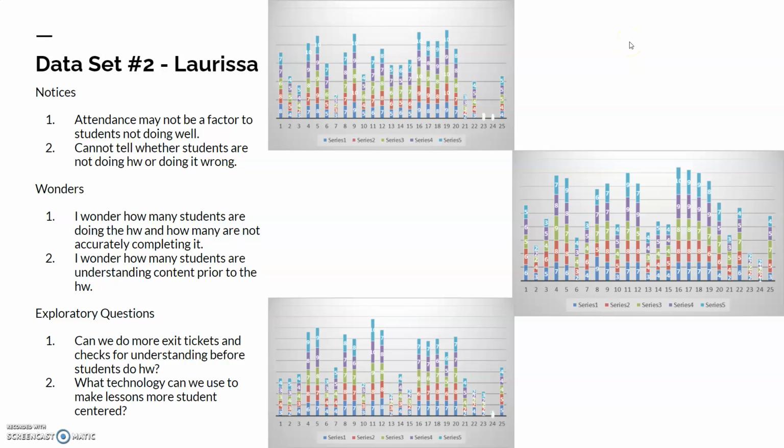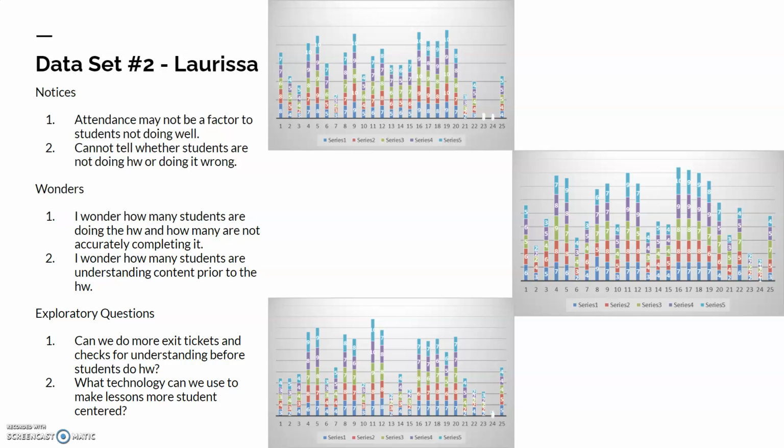Data set number 2, Laurissa. She did her data charts in a different way, which I actually ended up liking a lot. Her notices: attendance may not be a factor in students not doing well. Cannot tell if students are not doing homework or doing it wrong, because it's a little confusing to see. Wonders: I wonder how many students are doing the homework and how many are not accurately completing it, as well as how many students are understanding content prior to the homework.